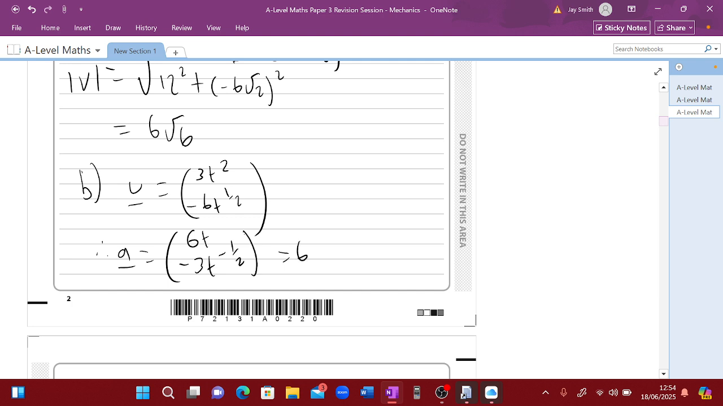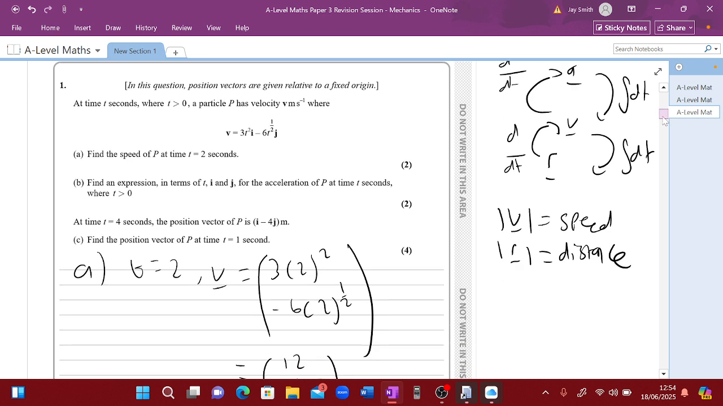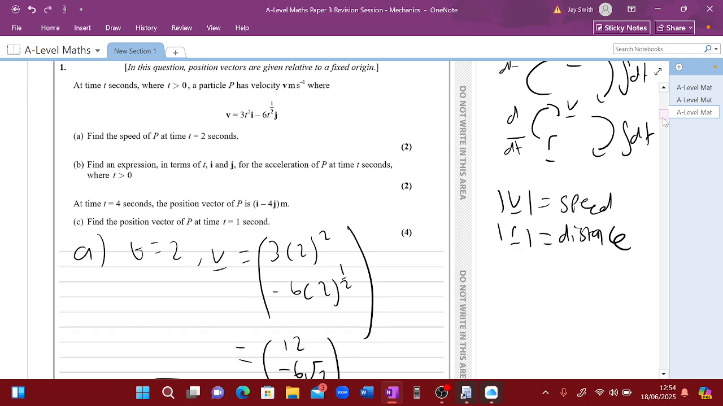So then that will be 6t i, underline it to show it's a vector, minus 3t to the minus a half j, and there's our answer. Cool, so that's pretty typical, to do something like that with the vectors, use differentiation and whatnot.